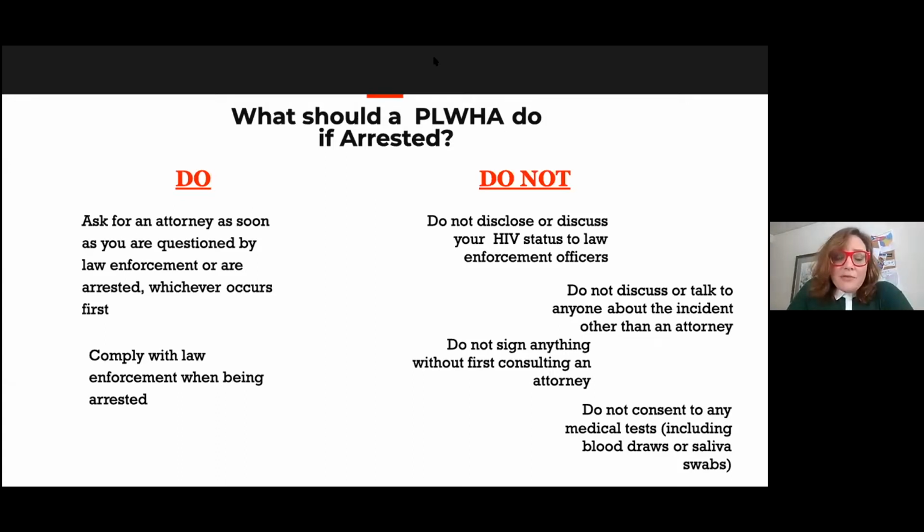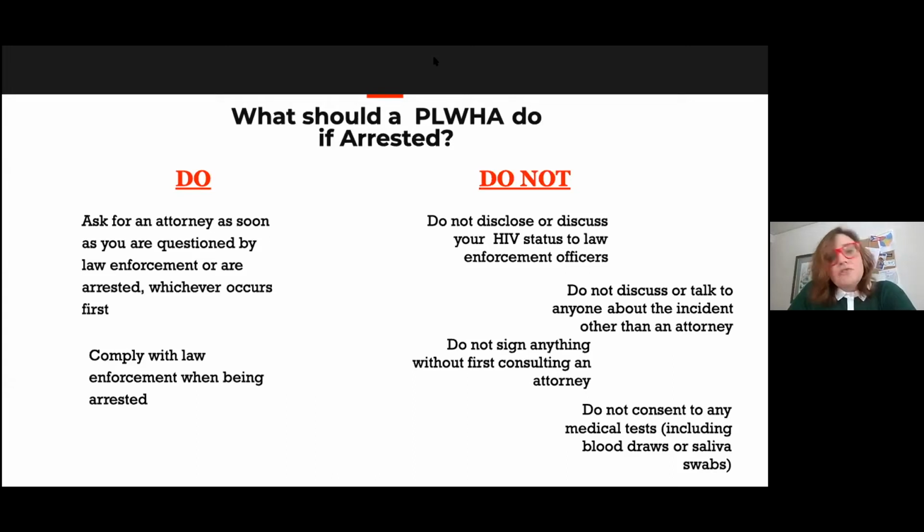Again, if you are a person with HIV, a positive status, and I don't know, held up in some way where you spit or accidentally bite a law enforcement officer, you can be charged with a separate crime for doing so while HIV positive. So, you know, just generally comply with law enforcement.